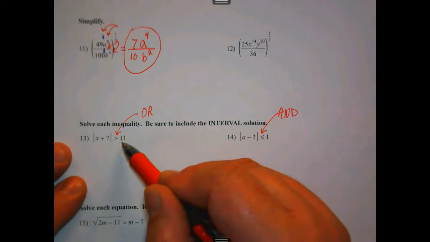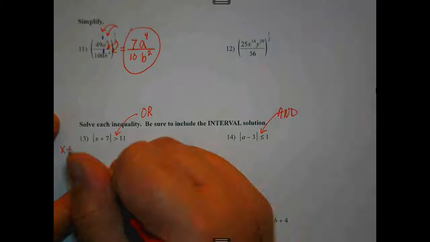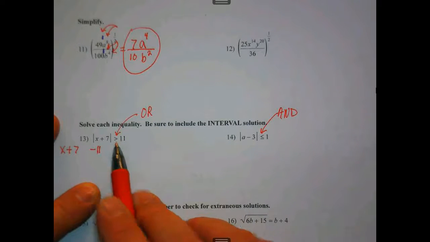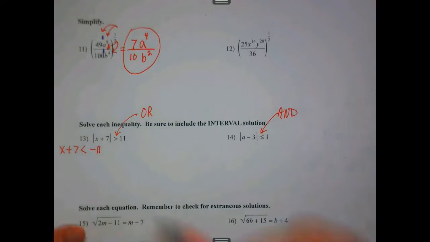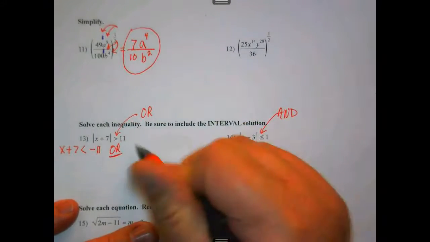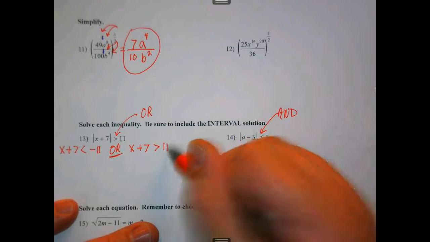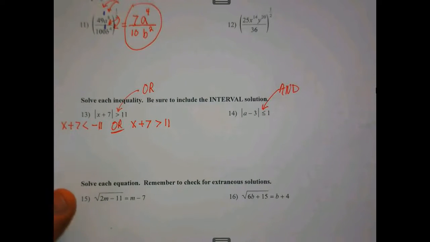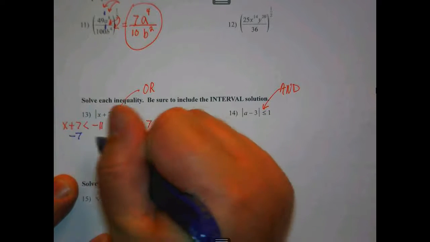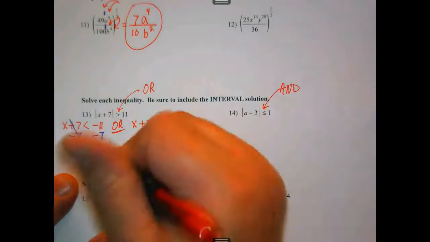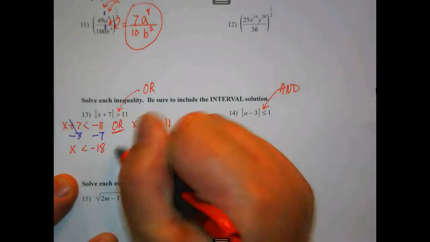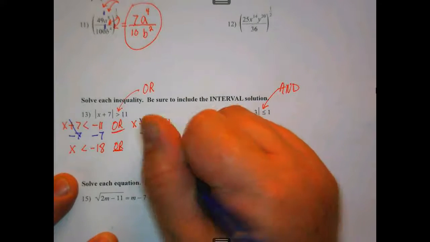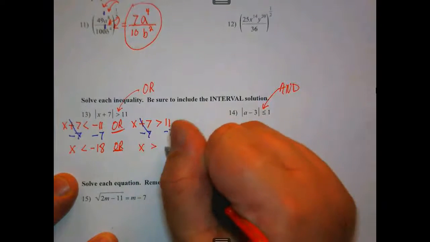We have the case of negative 11, x plus 7, negative 11. Since I multiplied it by negative 1, I have to flip the sign. Or x plus 7 greater than positive 11. So for x, minus 7, minus 7, I get x is less than negative 18, or minus 7, minus 7, x is greater than 4.